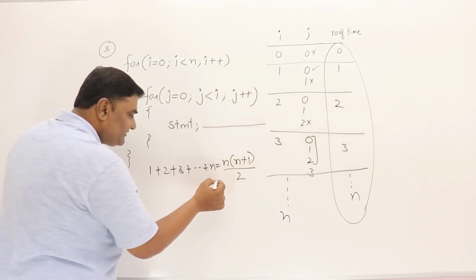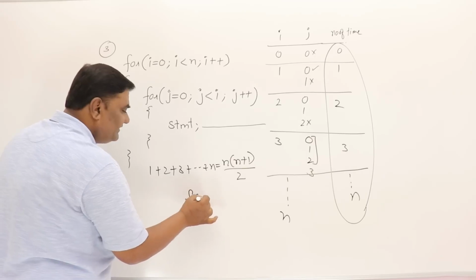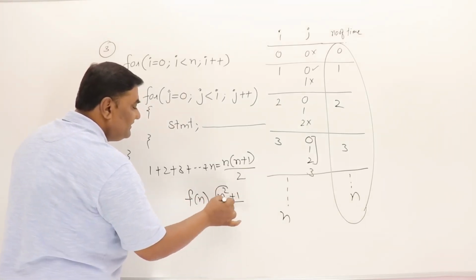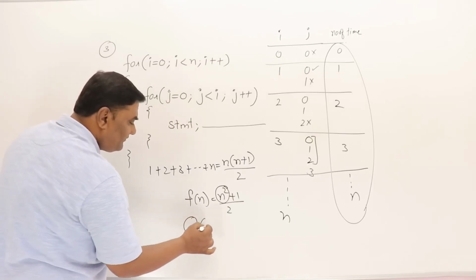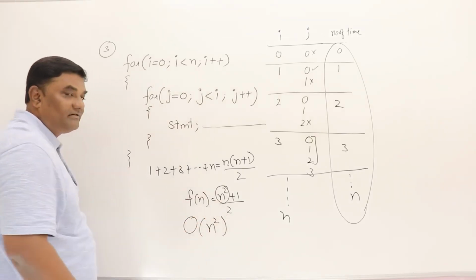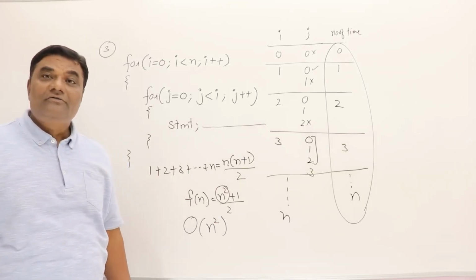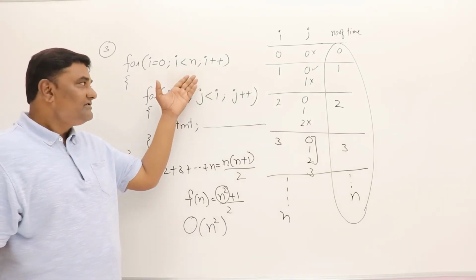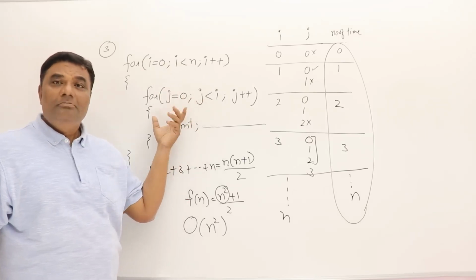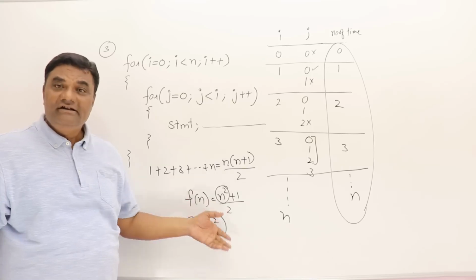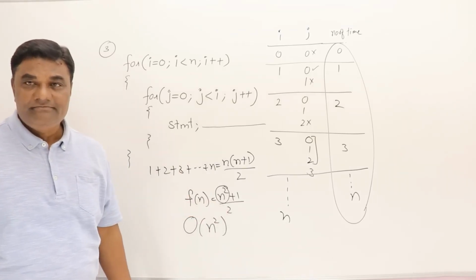What is the degree of this one? F of n is n square plus n by 2. Degree is 2, so order of n square. So the time complexity is order of n square. Though this is not similar to the previous one, if you analyze, the answer is coming to n square only. The degree of the polynomial is n square only.